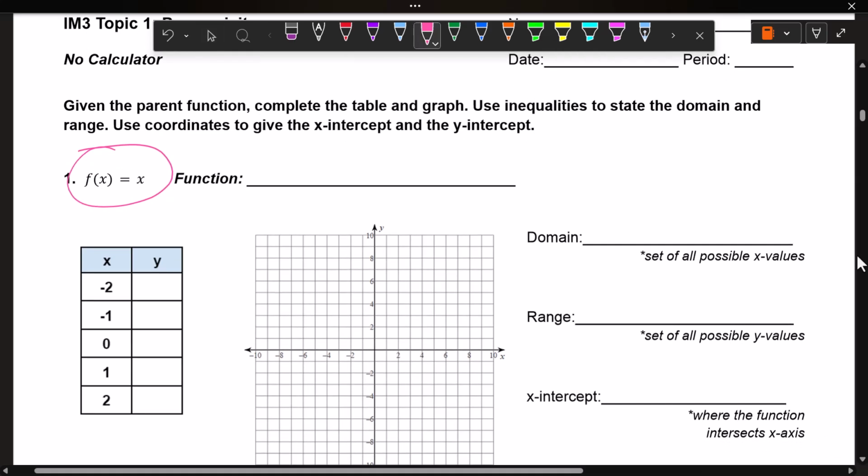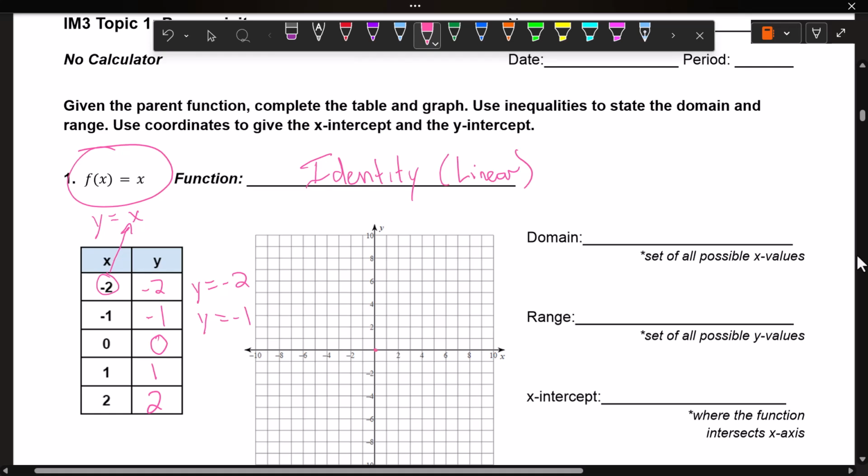So remember that f of x is really y. So if we substitute in -2 for x, well then y equals -2. If we substitute in -1 for x, we get y equals -1. It's going to be like this. This is our identity function. It's also linear.